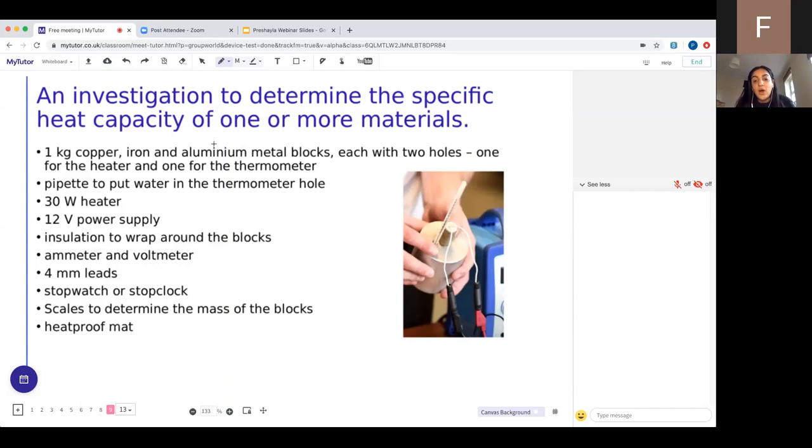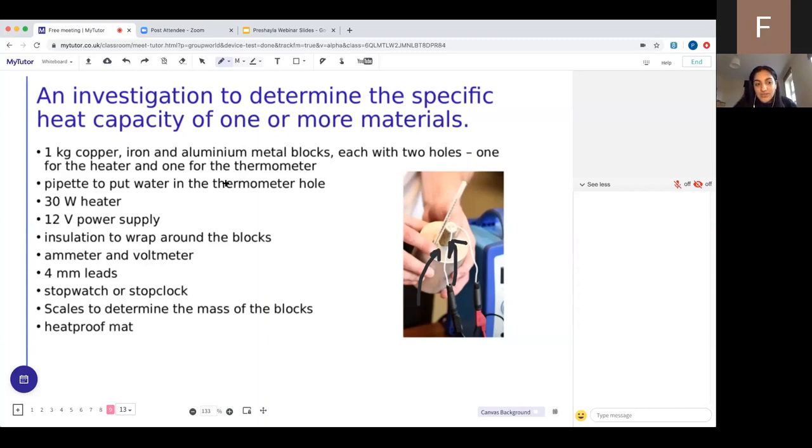Now we have 2 holes made in that block. You don't have to make the holes, they'll be there for you before you start the experiment. The reason for those 2 holes is 1 for the heater. So that's this bit here. So you can see that this is the heater here. And the other hole, the smaller hole, is used for the thermometer. Okay. Now we also need a pipette to put water or oil in the thermometer hole. And that is so that the thermometer is insulated and completely surrounded.